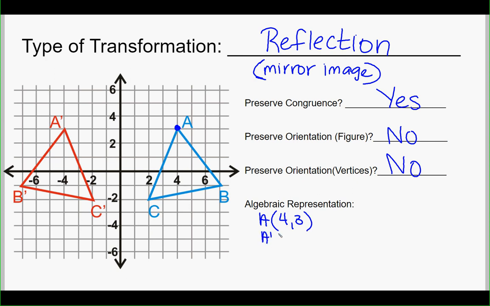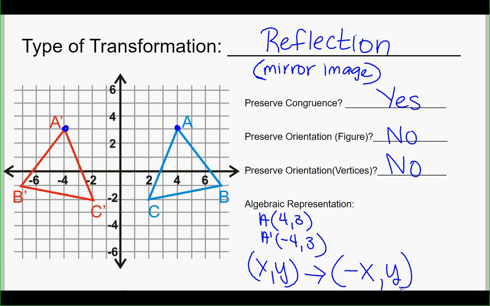And A prime over here becomes -4, +3. So we only made one change. Which change did we make? We changed the x. So our algebraic representation of what we did: we did the opposite of the x value. We kept the y value the same. And that rule is a reflection over which axis? Which axis did we reflect over? The y, because here's our y-axis.